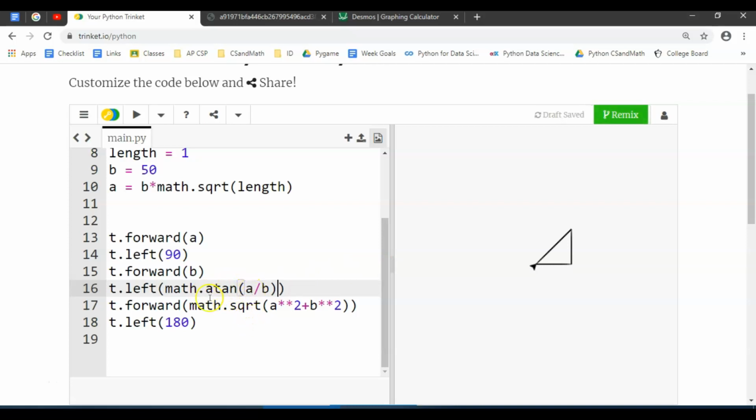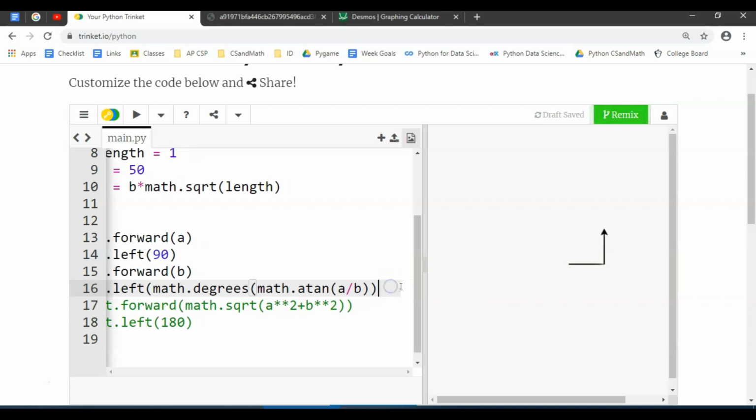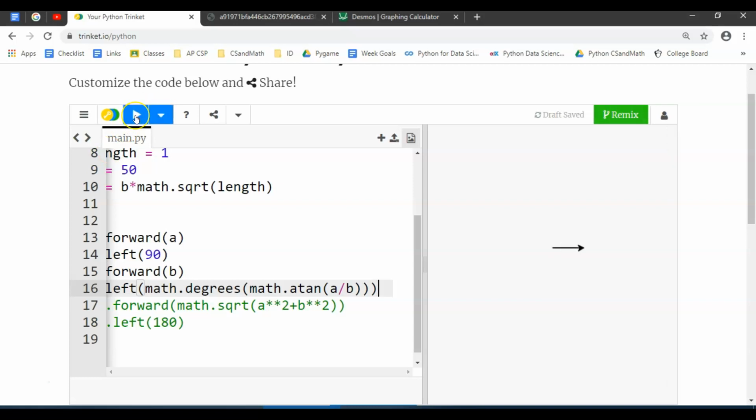And now if we did this, I'm going to turn these two off and run this. Notice that when we say to turn left, it doesn't even look like it's really turned. That's because, like Desmos, Python defaults to radians. So we have to say math.degrees and convert this measurement to degrees. Which I know again is ugly, but now if I run this, notice how it did turn.